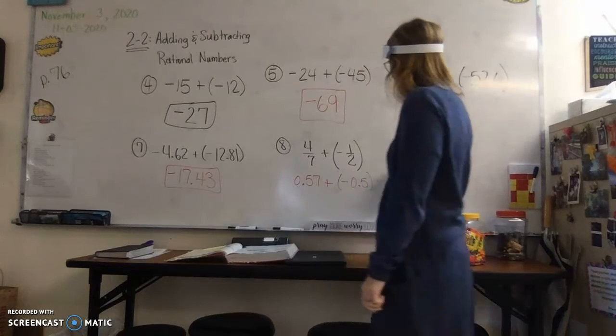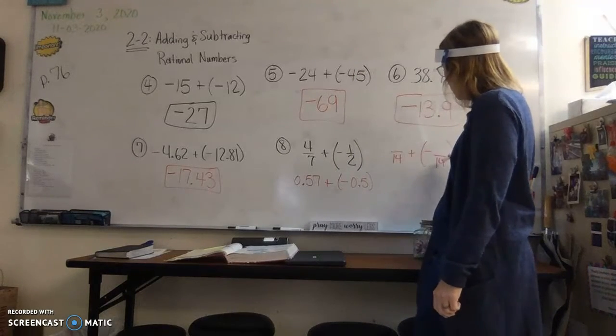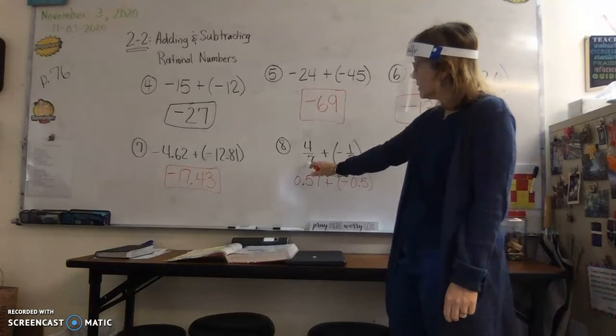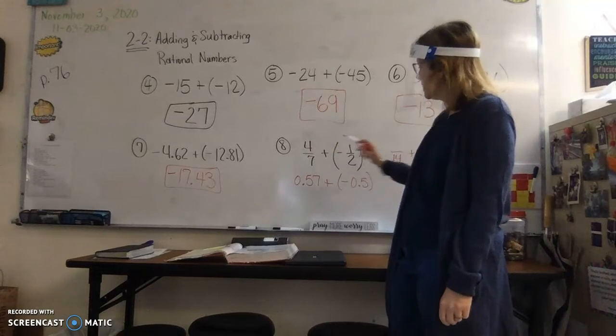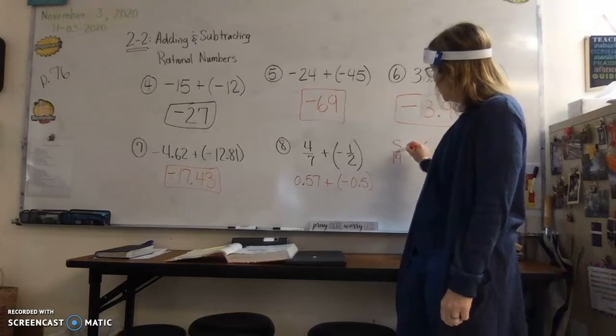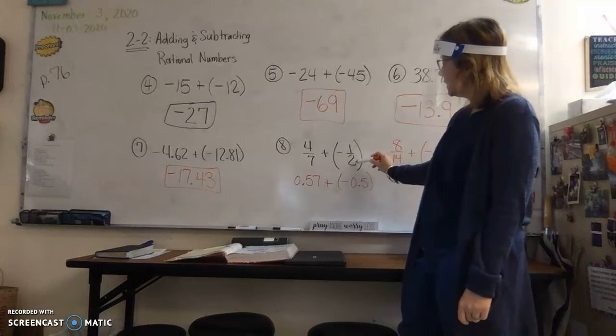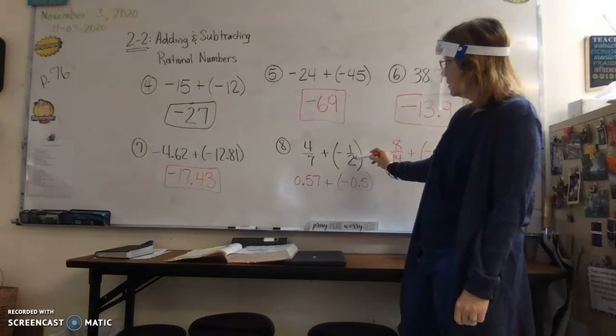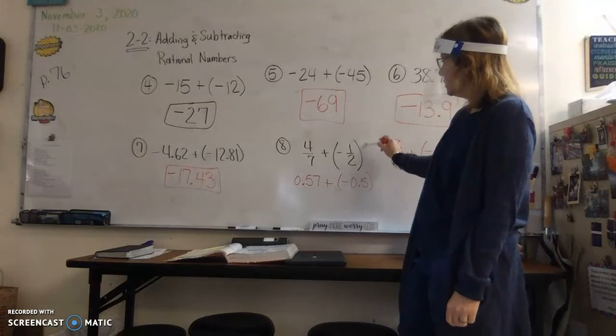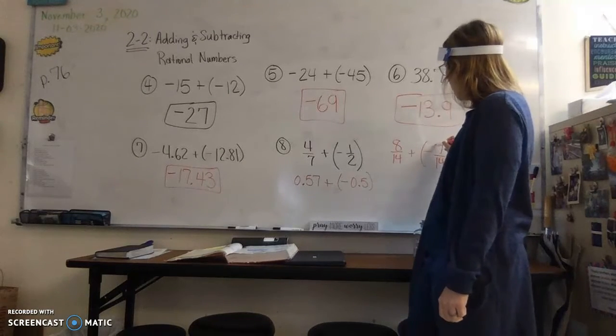So if we use 14 on the bottom here, we'd have to use it here too, right? How did you get to 14 from 7? Times 2. And so you do the same to the top. 4 times 2 is 8. And then how did you get from 2 to 14? Because 2, 4, 6, 8, 10, 12, 14, times 7. So do the same to the top.